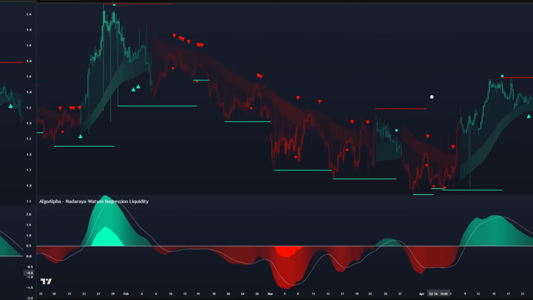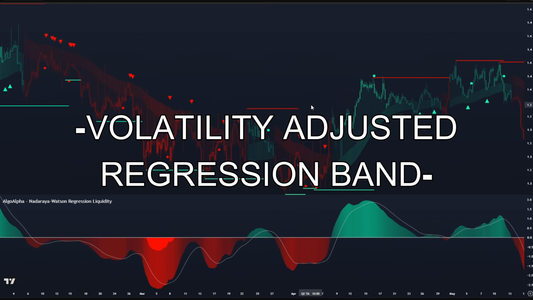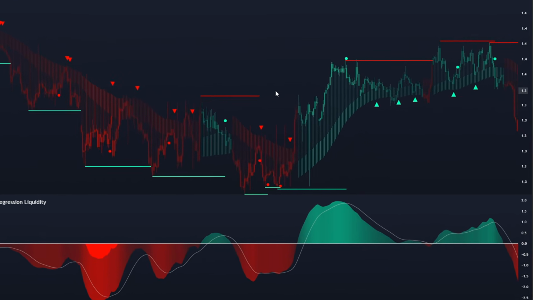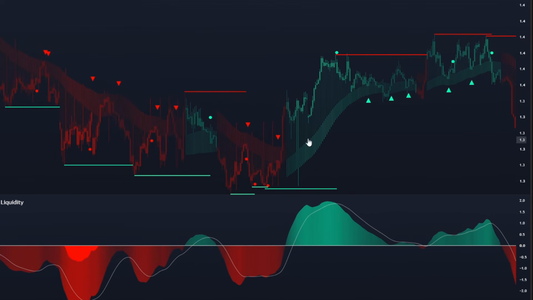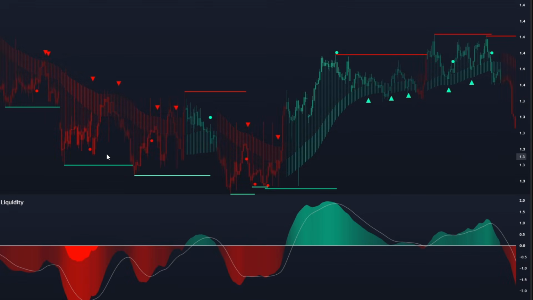Now let's look at the band on the price. This is a volatility-adjusted regression band built using a smoothed ATR value. It behaves in a similar way to the oscillator, but because it sits right on price and adjusts to volatility, it gives us a few extra uses, which I will get to.